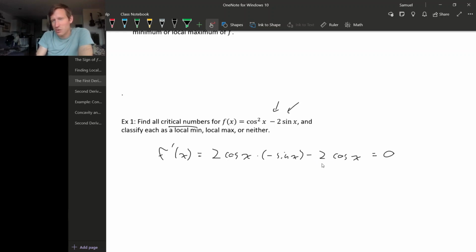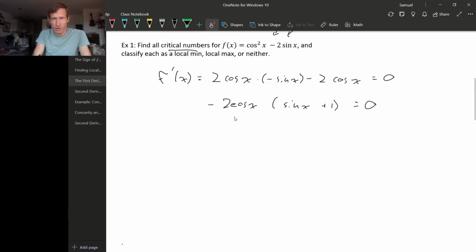So let's factor out 2 cosine x, and actually let's factor out a minus sign as well, and then the stuff that's left over is sine x plus 1. Okay, now for this to be equal to 0, one of these individual pieces has to be equal to 0, so either cosine x is equal to 0, or sine x plus 1 is equal to 0. When is cosine equal to 0? Well, this is whenever x is pi over 2.